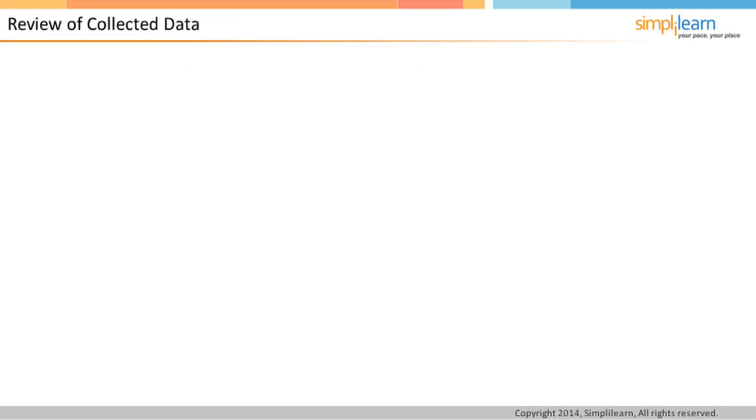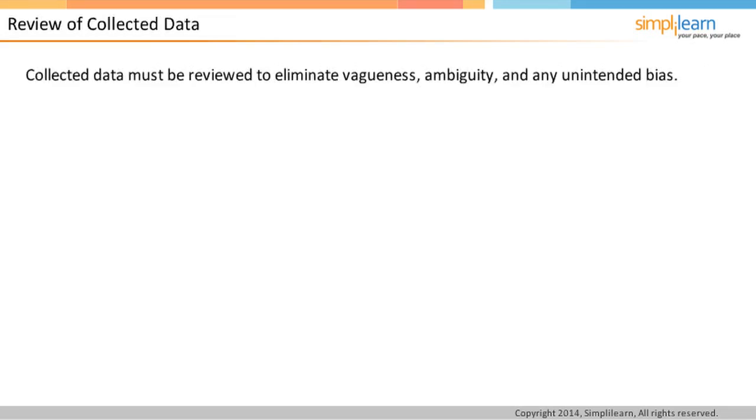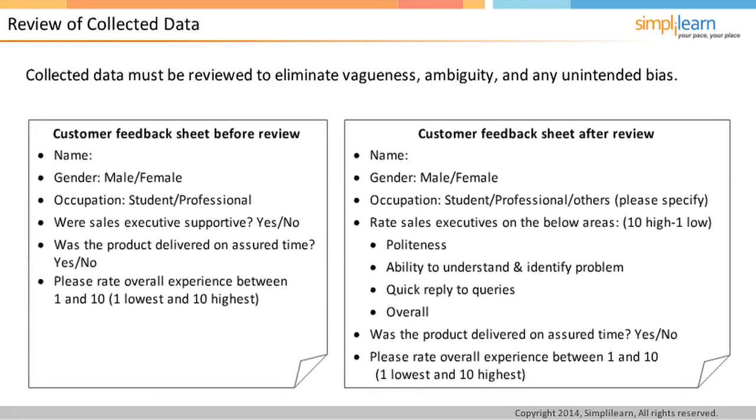Collated data must be reviewed to eliminate vagueness, ambiguity, and any unintended bias. Nutra Worldwide buys laptops for its employees from a company that manufactures and sells laptops. The company also provides servicing and repairs for its products to customers. To understand the level of customer satisfaction in Nutra Worldwide and to improve its process, the laptop company is conducting a survey. The questionnaire, as initially prepared, before review, had questions that led to ambiguity, vagueness, and unintended bias. Let us look at each item on the survey.